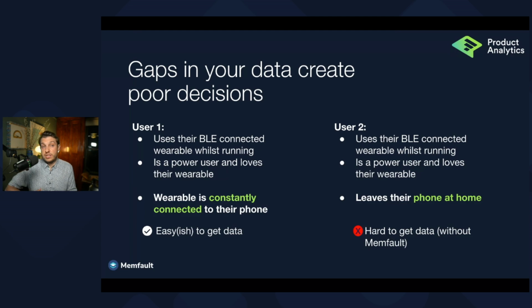And for some users, this may work well enough. For example, on the left here, I have user one. They use their device, a BLE device in this example, while running, and they take their phone with them. So the wearable is constantly connected to the phone. So we know what that user does pretty well by just looking at phone data. But consider user two, who prefers to run without their phone. Most likely, we have very little data about that user. So, big gaps. Wouldn't it be nice to get the data from the device itself? Ultimately, that's the source of truth.